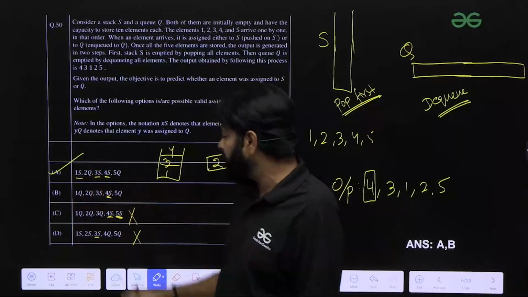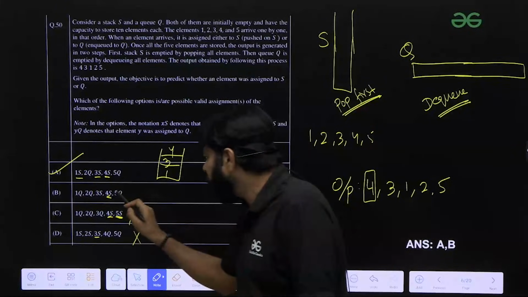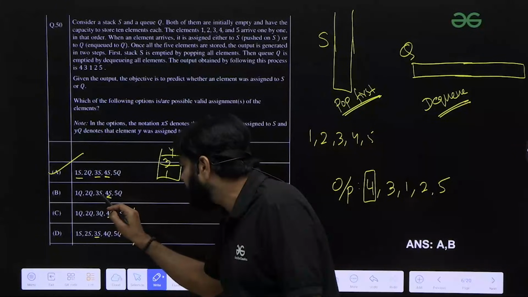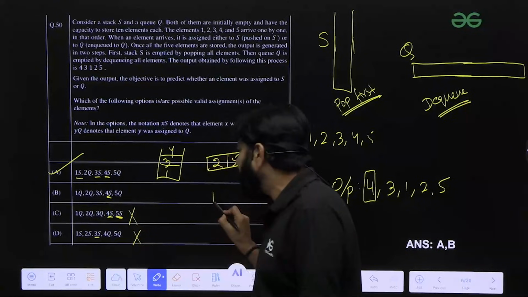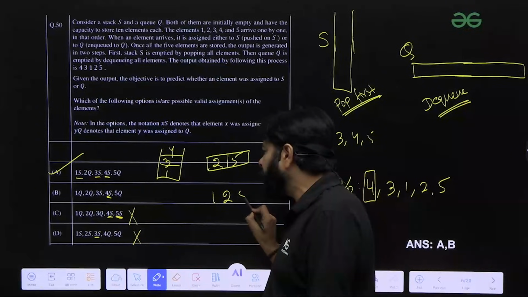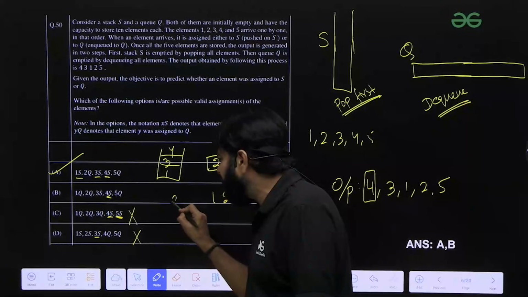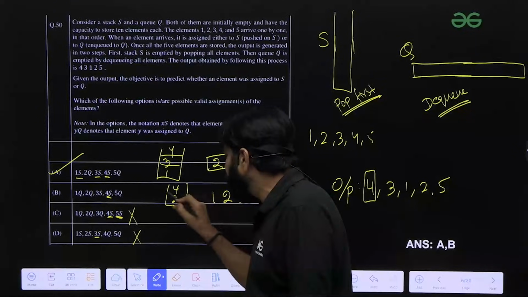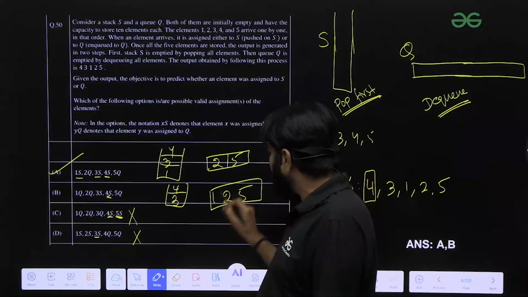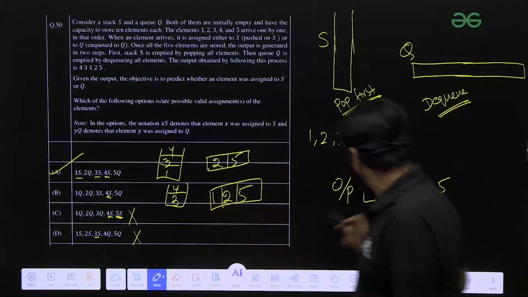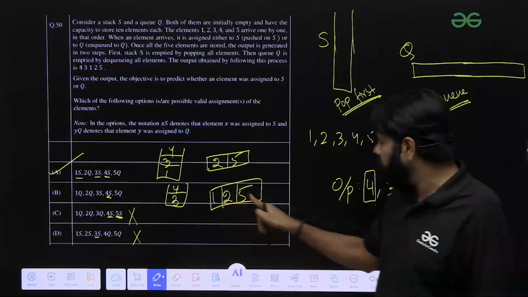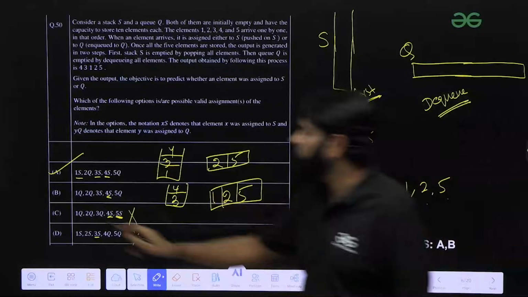So option A is definitely true. Option B, check that you have the 3 and 4. First we'll see 1 inserted into the queue, 2 inserted into the queue, 5 inserted into the queue, and in between here 3 is pushed onto the stack, then 4. So 3, 4 is here. So when you do pop first, 4, 3 comes first, then 1, 2, 5 in the same order comes. So B is also correct.